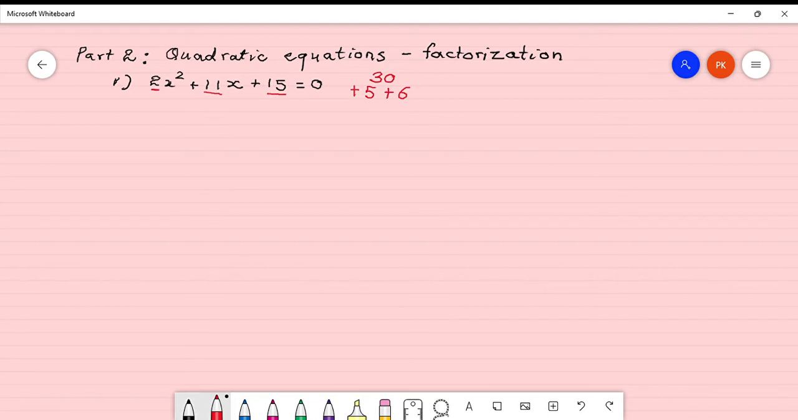So, now I'll split up the middle term. 2x square, now 11x I'll split it up as 5x plus 6x plus 15. Now I'll group the terms, first two terms and last two terms. Now from first two terms, what can be taken common? One x can be taken common. So inside what will remain? 2x plus 5.